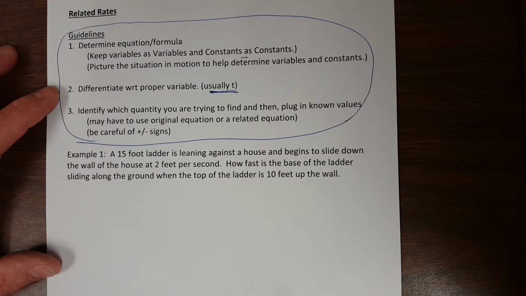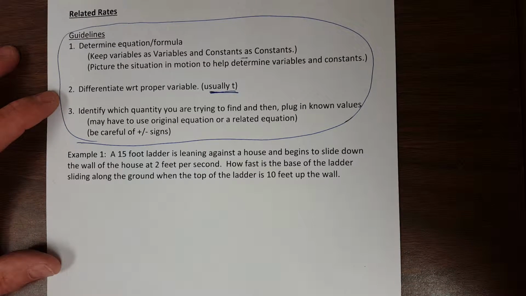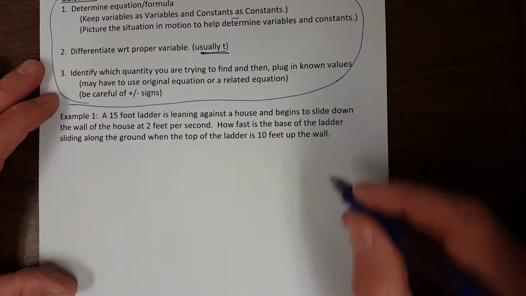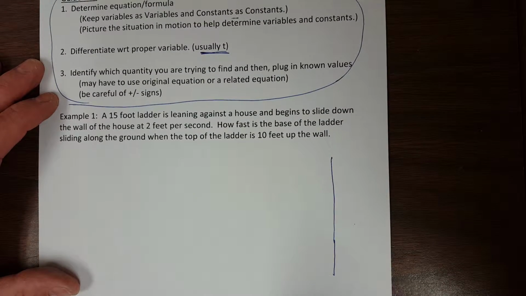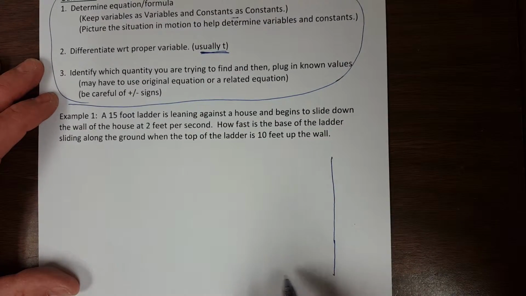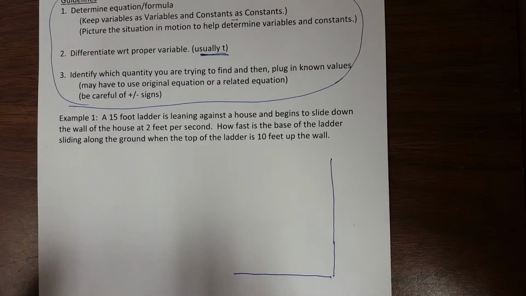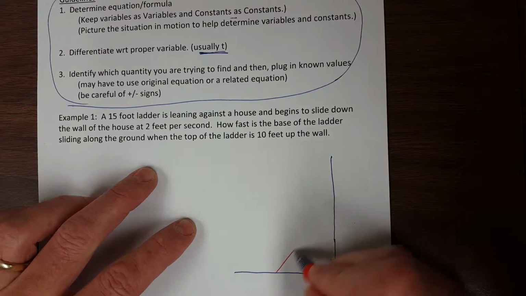So we have a 15-foot ladder. It's leaning against a house and it's sliding down the wall. The question is asking how fast is the base of the ladder sliding across the ground when the ladder's 10 feet up the wall. Okay, so a quick little picture here. Let's make this our house. I'm not going to get creative or anything. We're just going to make that the wall of our house and this the ground. Okay, and then we have a ladder leaning against the house.